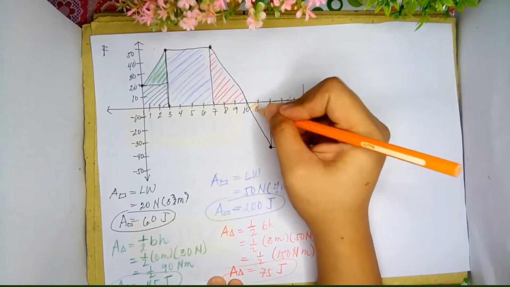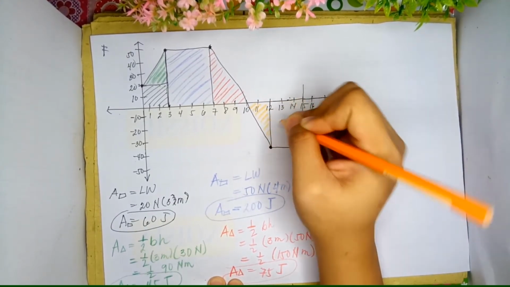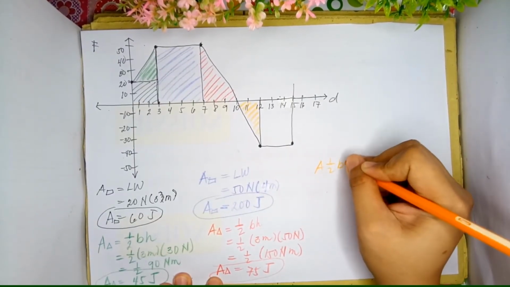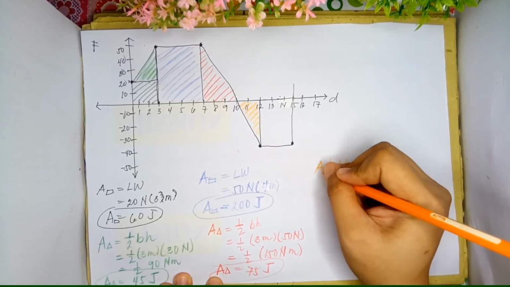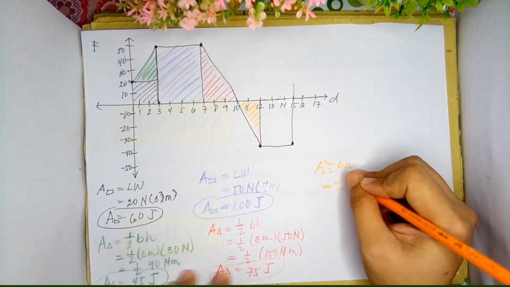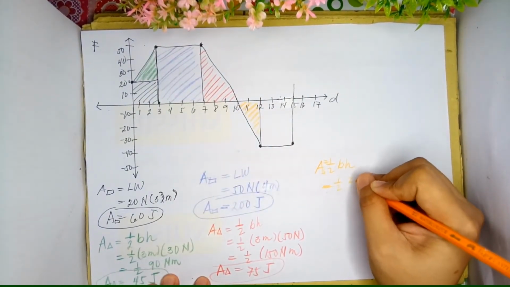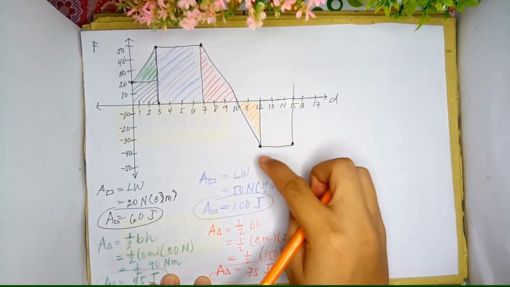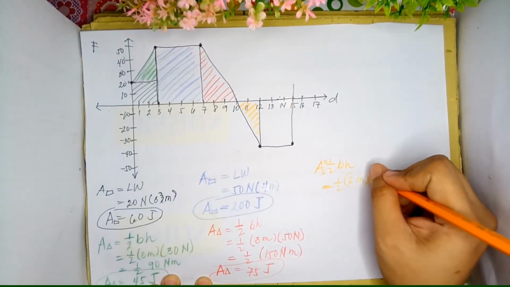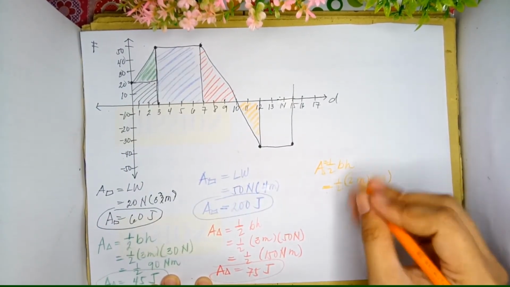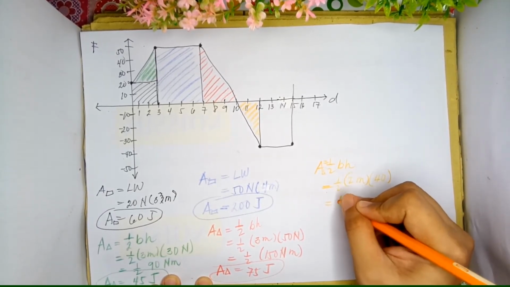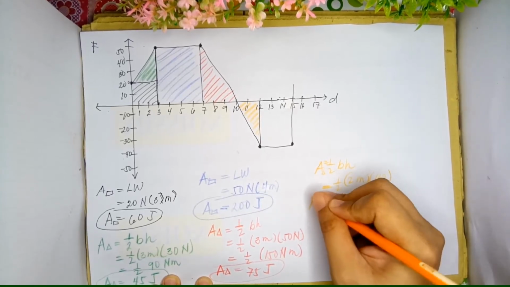Okay? How about yung ating triangle na isa pa sa baba? So, again, area ng ating triangle, 1/2 base times height. Okay, so 1/2 ng, so in this case, ang base natin is 2 meters times yung height natin is 40. So, disregard lang muna natin yung negative sign. So, 2 times 40, so 80 divided by 2, so 40 joules.